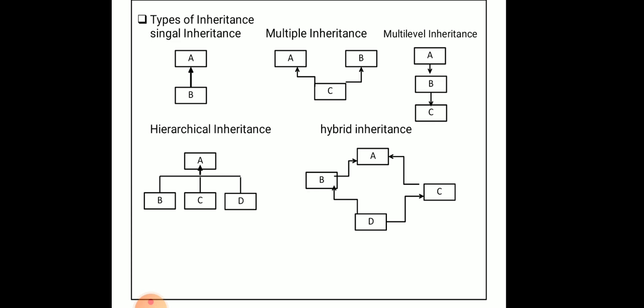And the next one is hybrid inheritance. Hybrid inheritance means there is more than one child class or more than one parent class. Here we will see A is a child class of B, and also B and C, and D is a child class of class B and class C also. Okay, understand these types of inheritance.